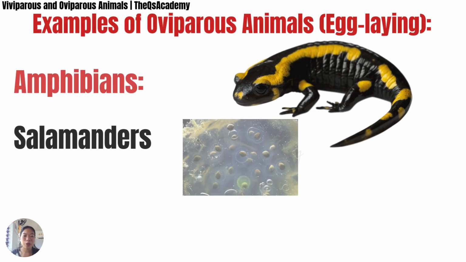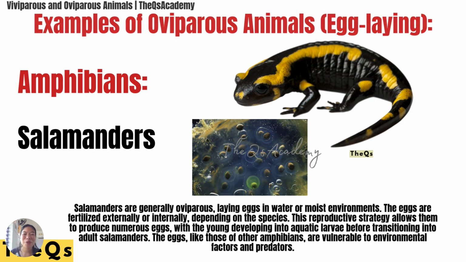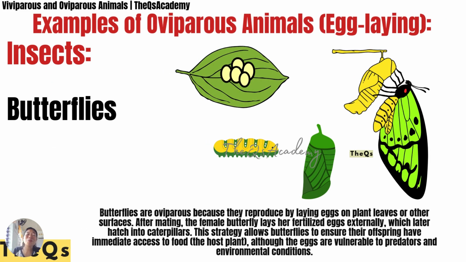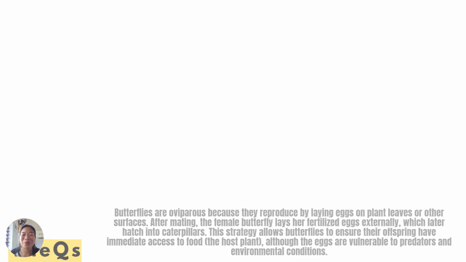So let's continue. We have also salamanders. Salamanders are oviparous. They lay eggs in water or moist environments. And then we have also butterflies. Butterflies reproduce by laying eggs on plants, leaves, or other surfaces. So butterflies are oviparous.